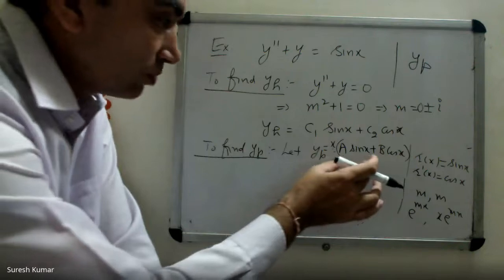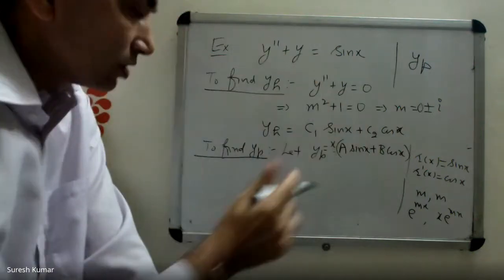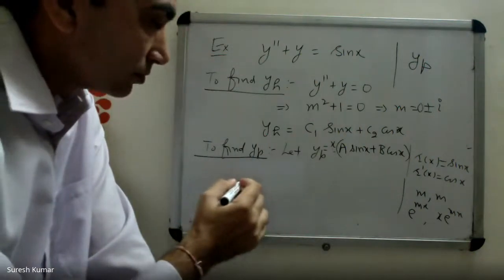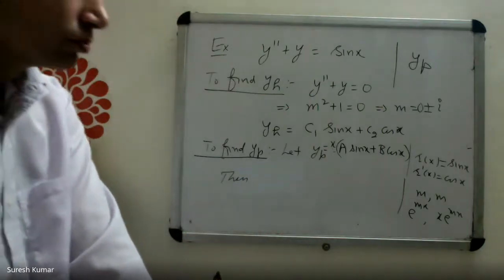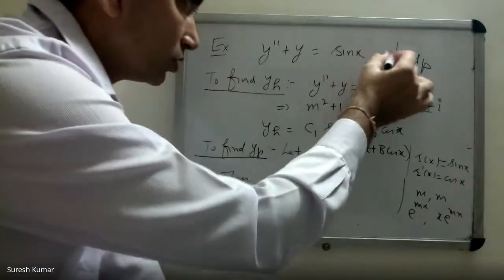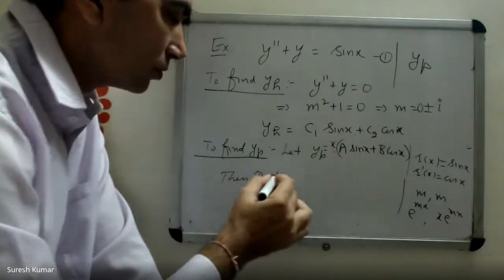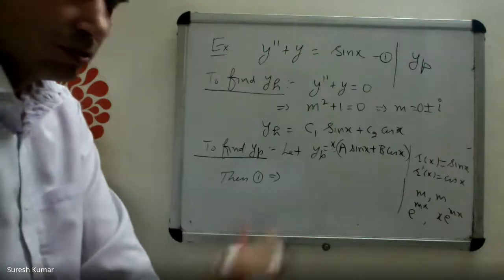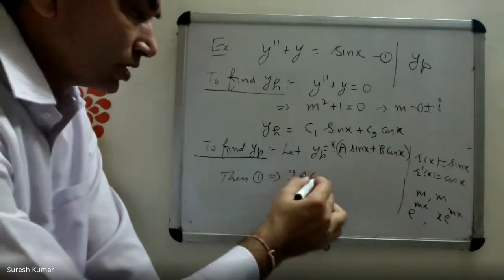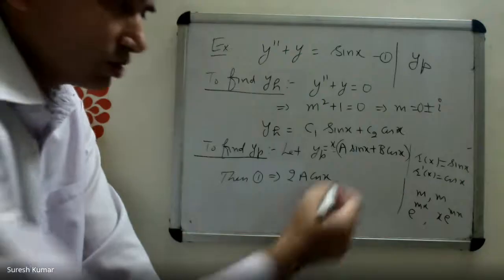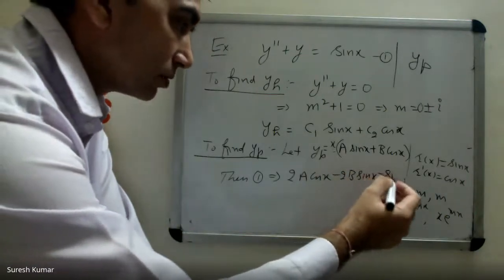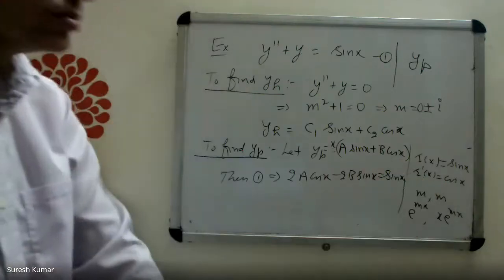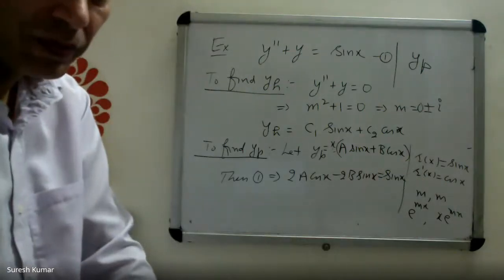When you substitute yp equal to this expression into the given differential equation, what do you get? Equation 1 implies, do you get 2a cos x minus 2b sin x equal to sin x? Confirm this. Yes, sir.